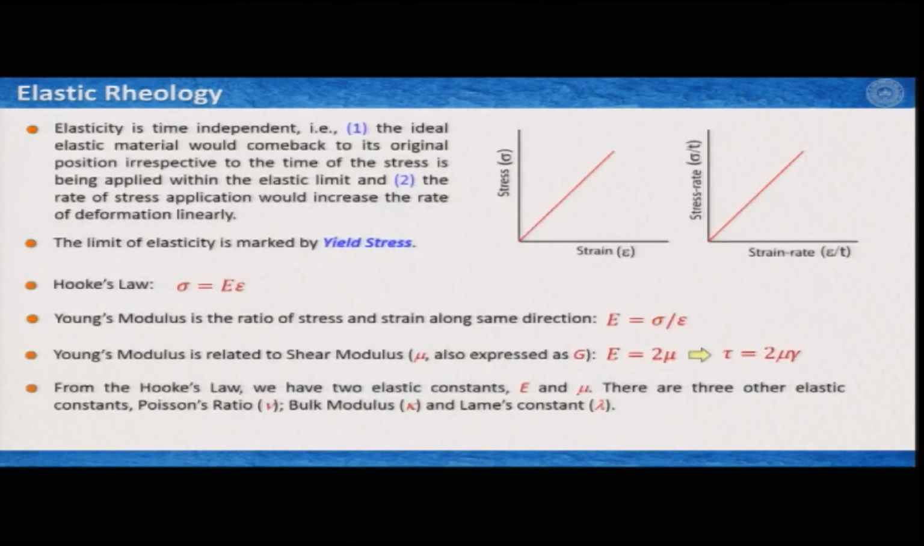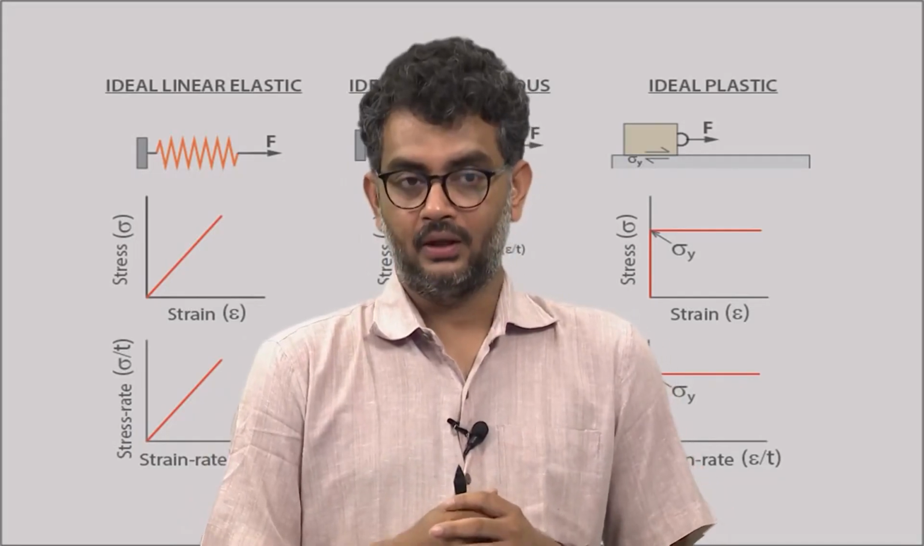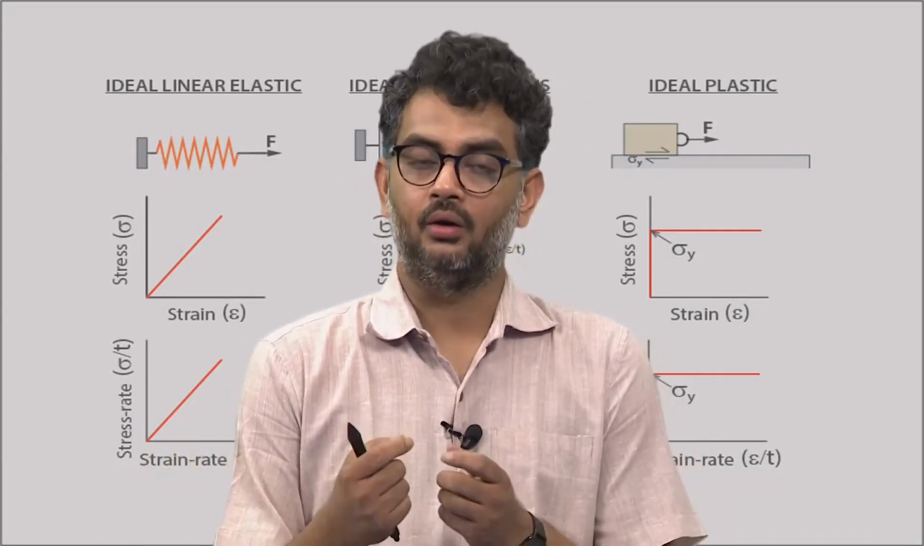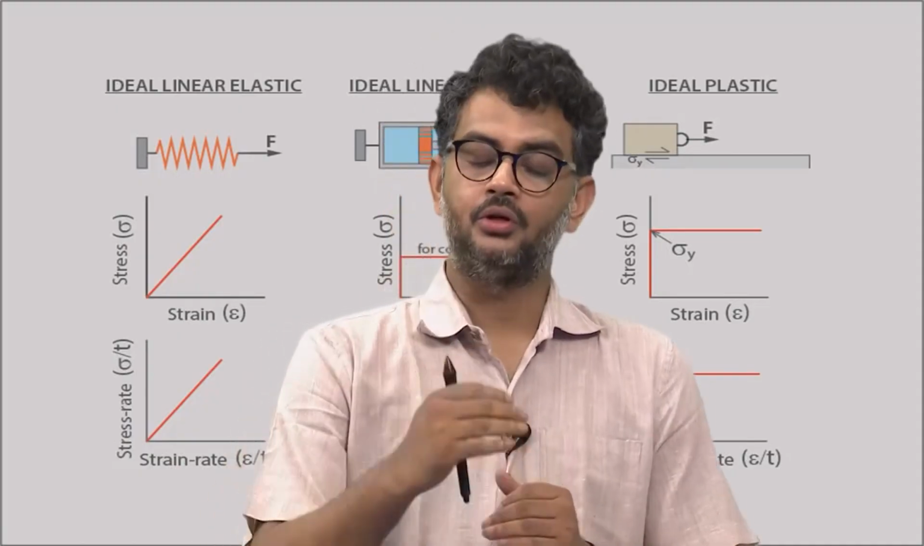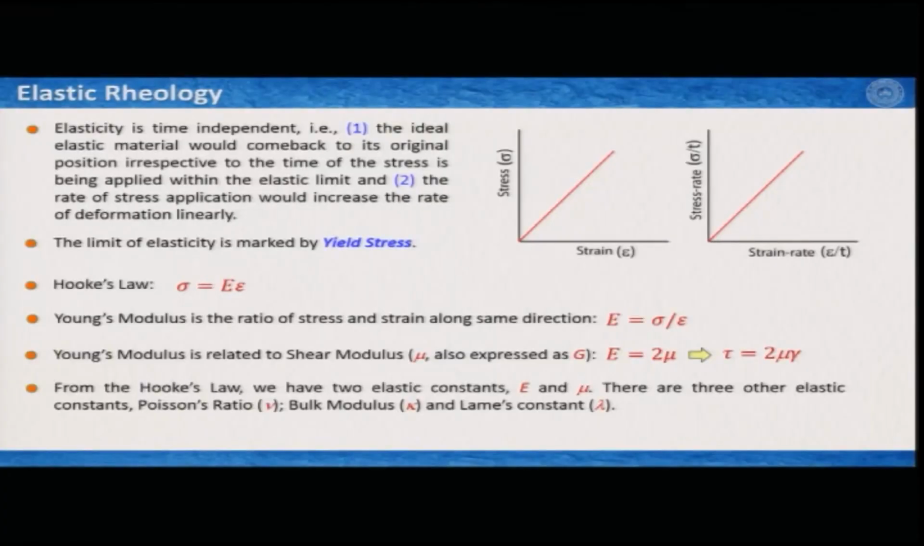Now, to talk more about elastic rheology, as we have seen, elasticity is time independent. That means, no matter how long you keep the green bars, it would stay at its position, and then when you remove the green weights or green bars, it would come back to its original position. It is not a function of time. Therefore, the ideal elastic material would come back to its original position irrespective of the time the stress is applied, within the elastic limit. And of course, the rate of stress application would increase the rate of deformation linearly.